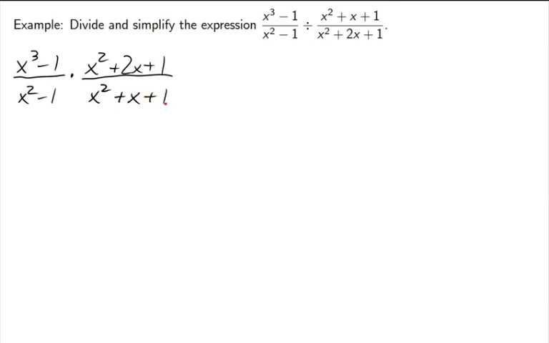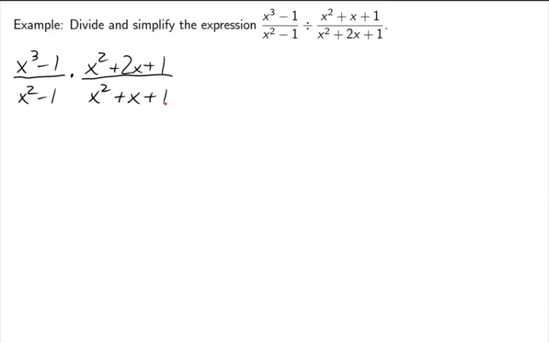Next example. Now this one has division. So division is exactly the same way you do it with fractions. When you divide by a fraction, you instead multiply by its reciprocal. So let's start off by just rewriting the whole problem, but instead of doing division, I'm going to multiply by the reciprocal. X squared plus 2x plus 1 over x squared plus x plus 1.